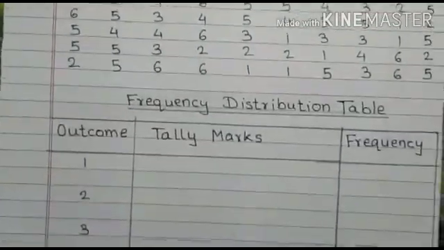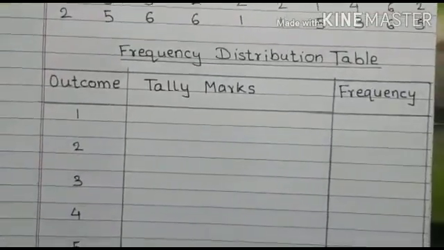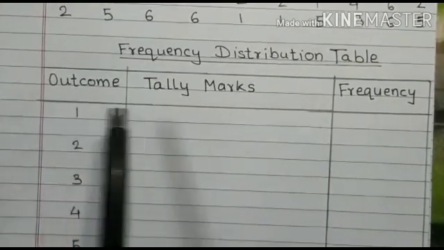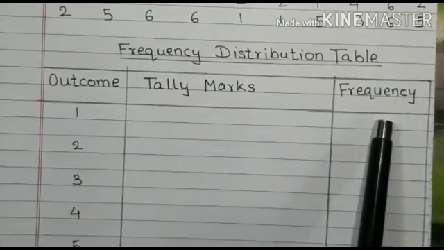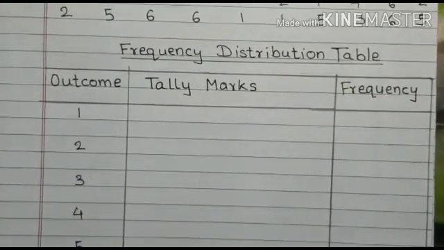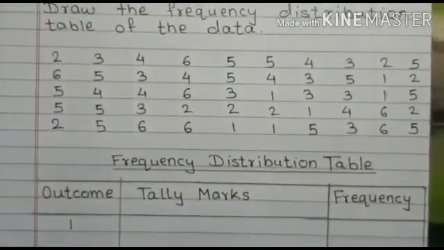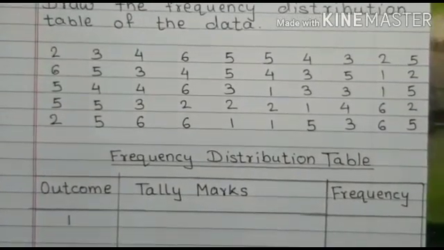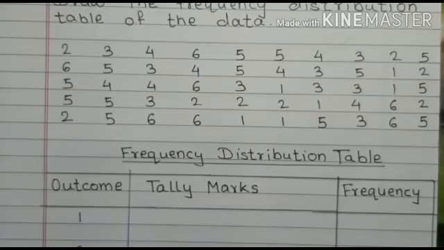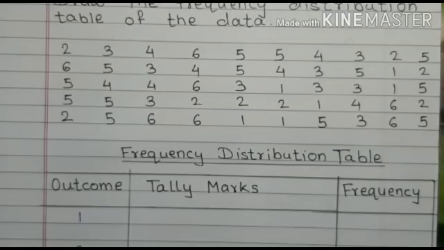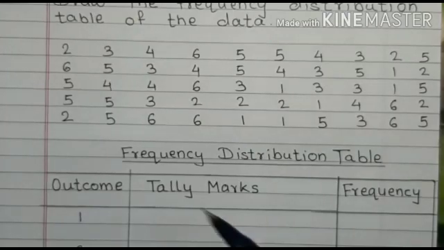Here is the format of frequency distribution table. The table contains the outcome, then the tally marks and then the frequency. And at last we take total of the frequencies. Let us one by one calculate the outcomes. First I will begin with outcome 1, and so let us count how many ones are there in the given data and give the tally marks.